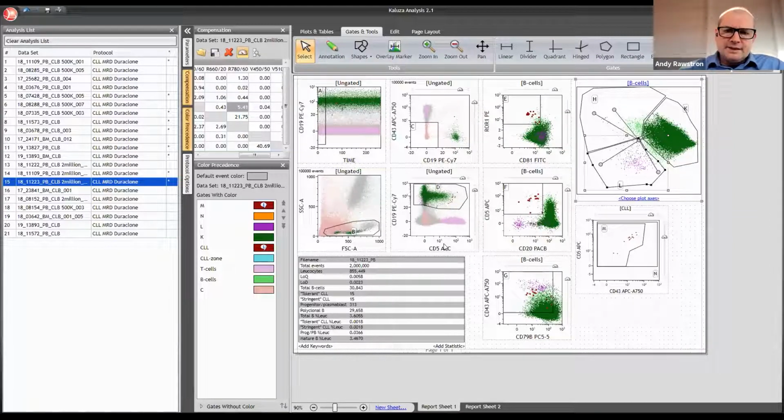And their view was that even though CD200 was lost with patients on ibrutinib or on venetoclax as well, you can see some loss of CD200. It was still sufficiently good to pull the CLL cells away from contaminating T cells that you could use CD200 expression. That hasn't really been the case from our point of view, and it's not in the Duraclone tube. I wouldn't recommend adding that one as a backup for MRD analysis. It's obviously very good for diagnosis.